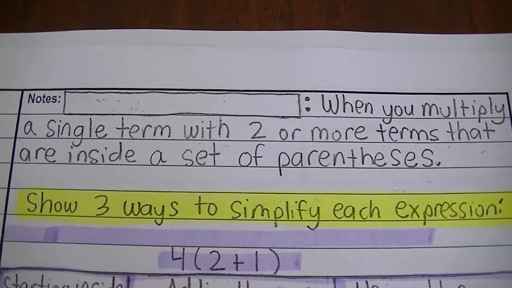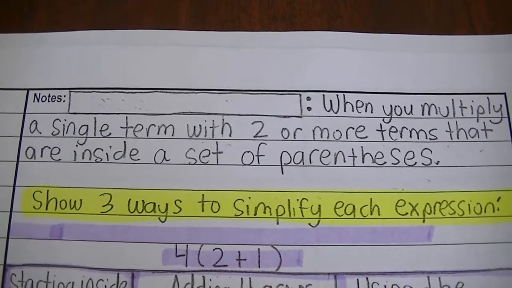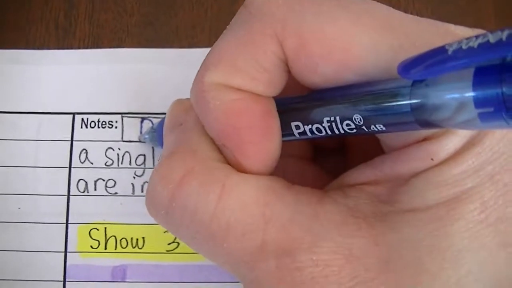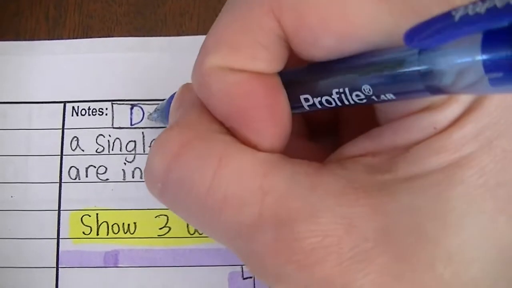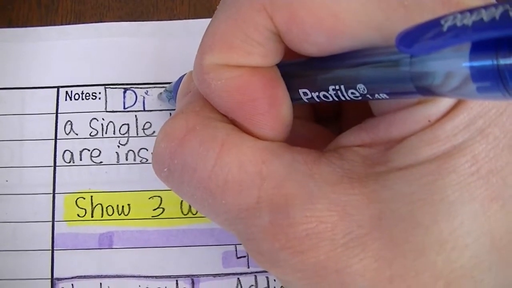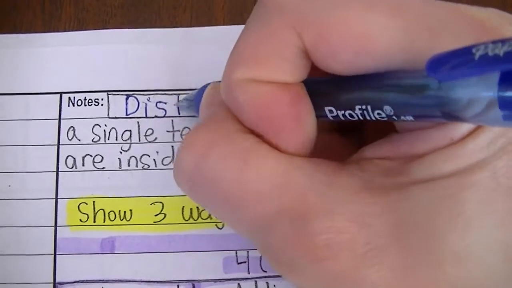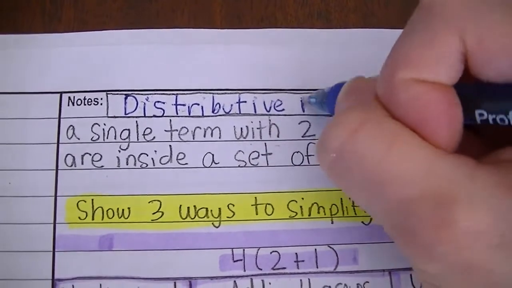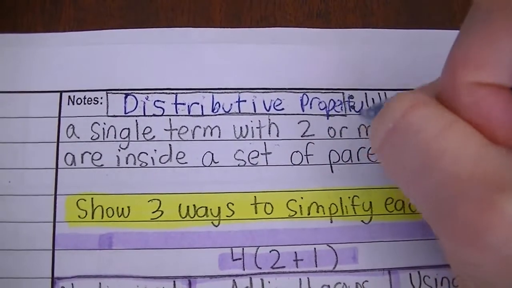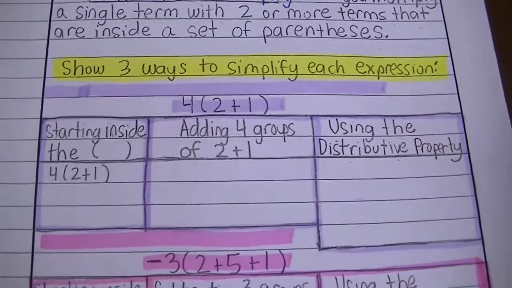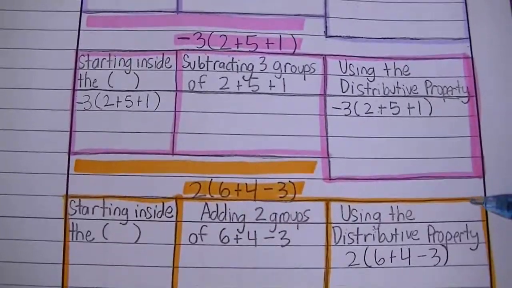When you multiply a single term with 2 or more terms that are inside a set of parentheses, that's called the distributive property. So you'd be using the distributive property when you multiplied that single term, that outside number or symbol that's sitting outside the parentheses, by everything inside the parentheses, like we did on the front page on a couple of examples. Okay, distributive property.